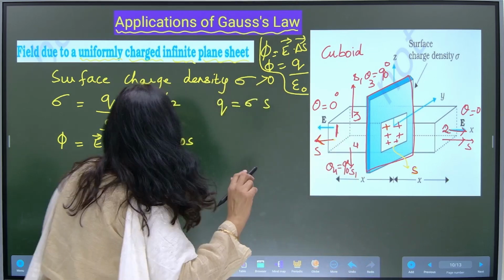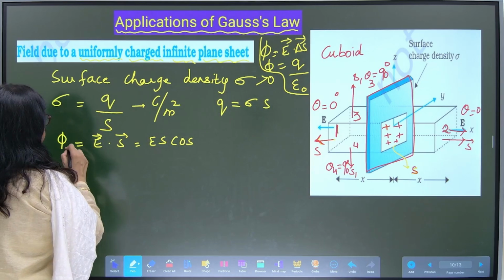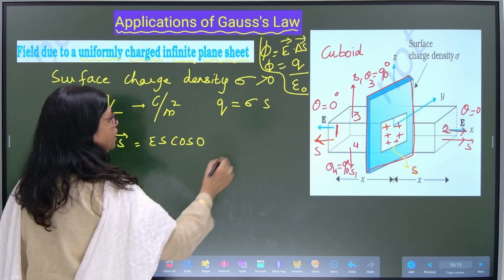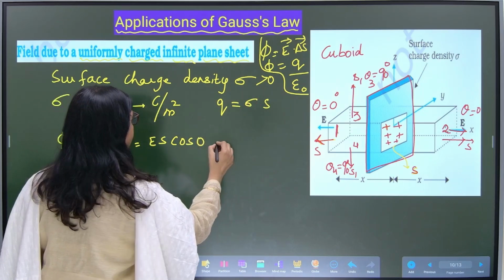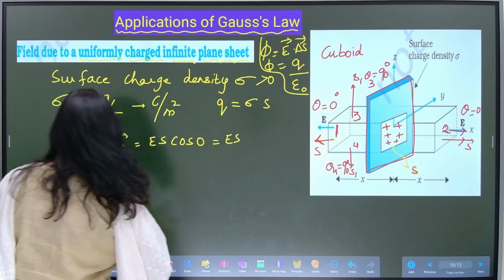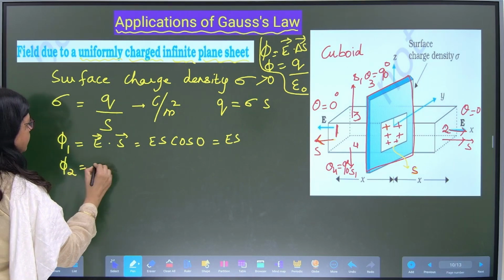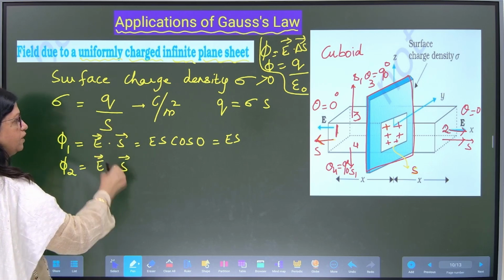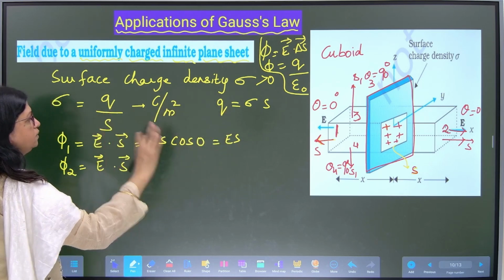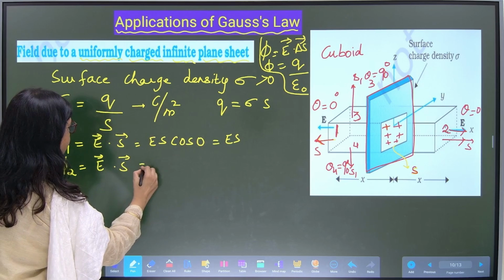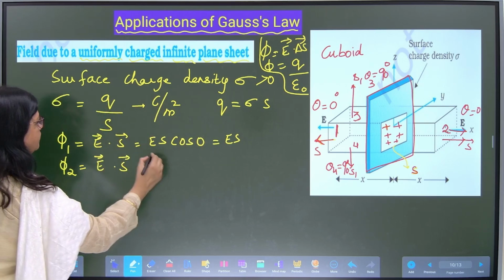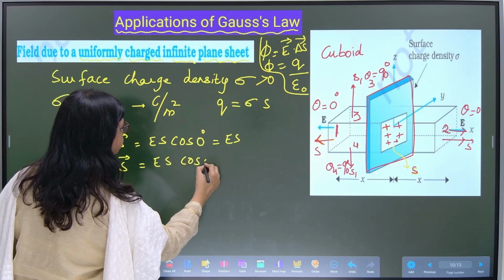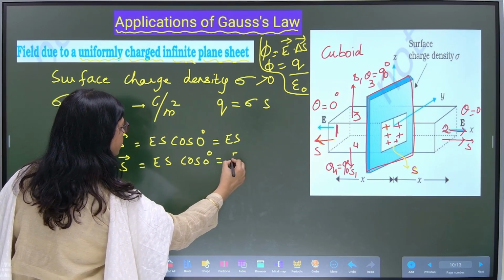Fine. So I am writing phi 1 here: E cos 0, because theta is equal to 0 for surface 1. So the answer is ES. Similarly, phi 2 for surface 2 is E dot S. Again, the areas of surface 1 and surface 2 will be the same, so I have written area S for both surfaces. So ES cos 0. Cos 0 is 1, so ES.